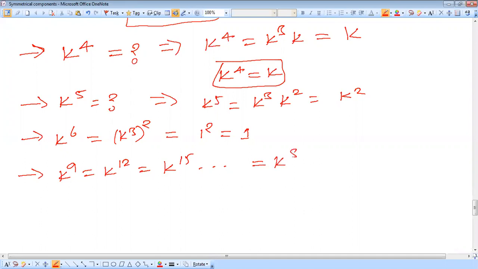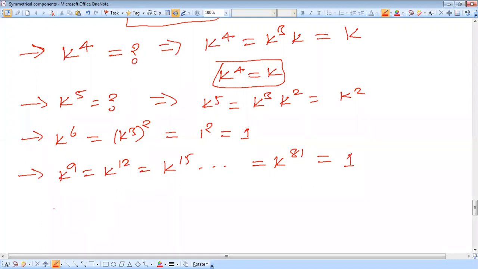Like k power 81, that equals 1. Because k power 6 you can write as k cube whole square, that is 1 square, and you will get 1. k power 9 you can write as k cube whole cube. k power 12 is k cube whole power 4. That means for multiples of power of 3 you will get 1.